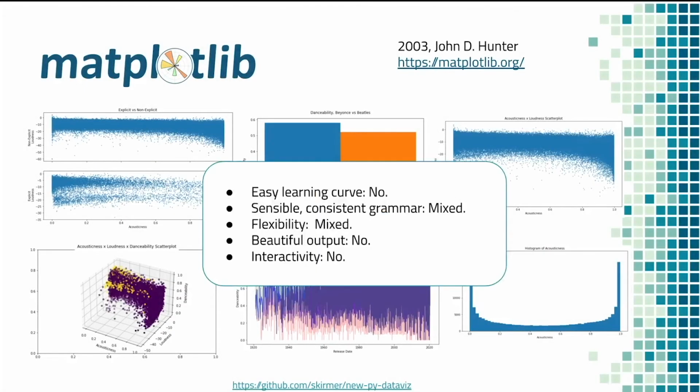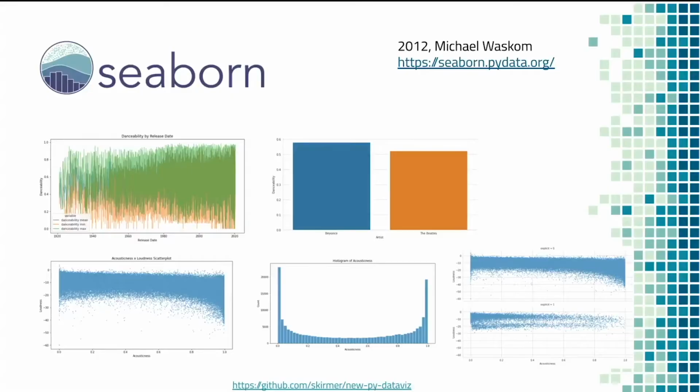So this leaves us with the report card from Matplotlib. The learning curve is not very easy. The grammar is really inconsistent in spots, it's mixed at times. The flexibility is sometimes there, but there's odd things that are really difficult to do, like labeling a group bar plot. The output, I would say, is not nearly as attractive as some of the libraries that you'll see soon, and it's not interactive. The next library we're going to talk about is Seaborn.